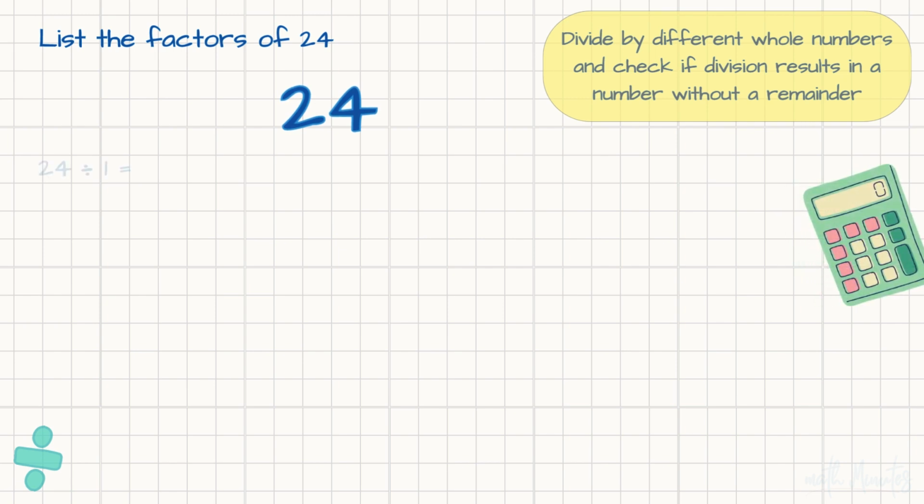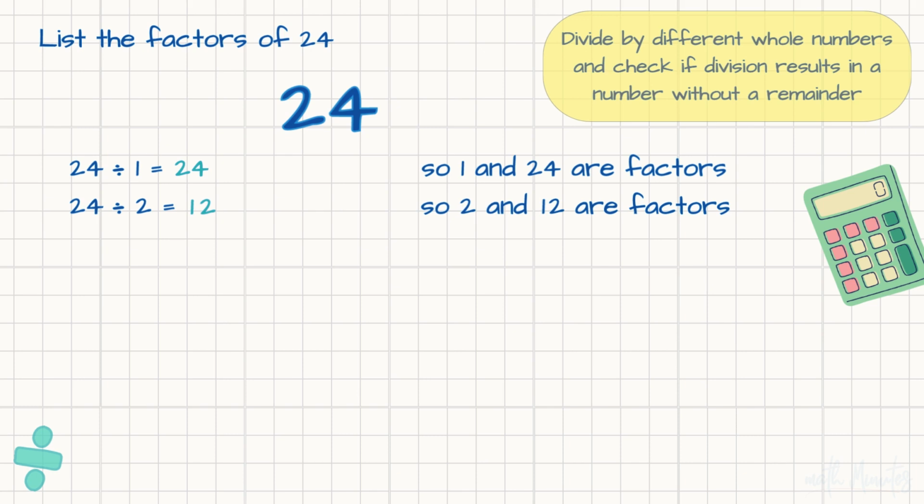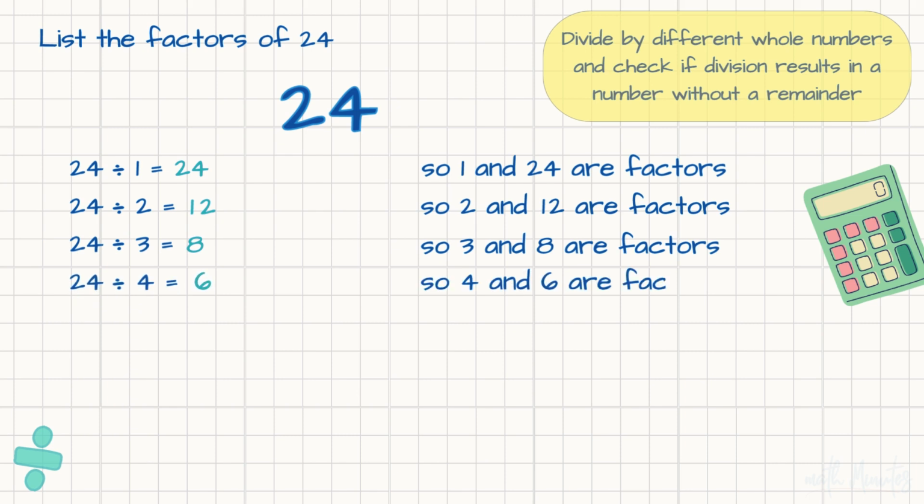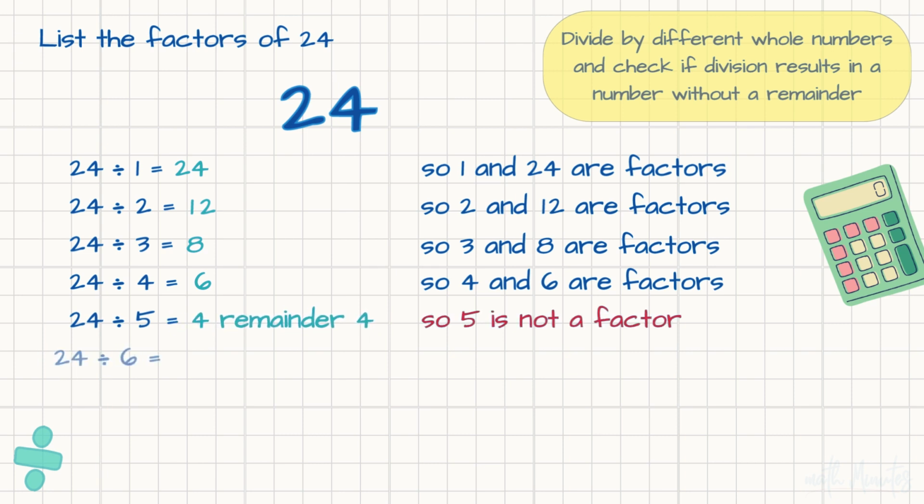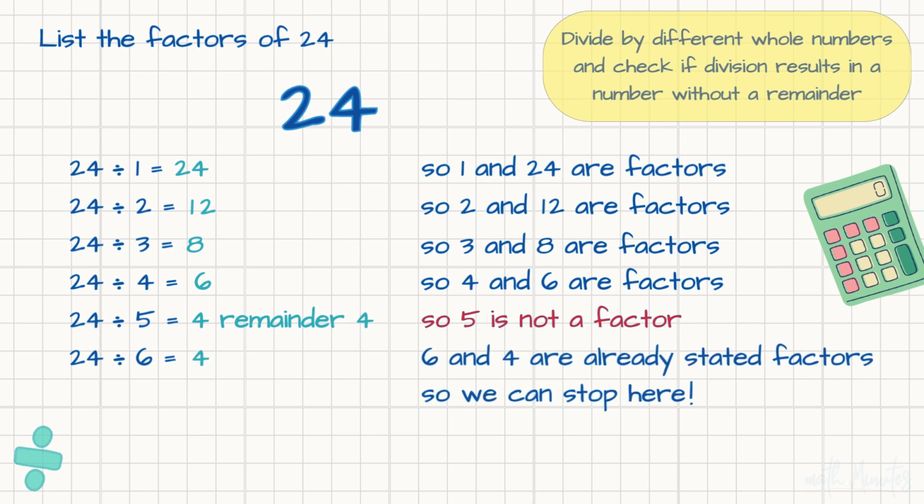We can begin by dividing 24 by 1, which gives us 24. Then we divide 24 by 2, resulting in 12. Continuing this process, we divide 24 by 3, which gives us 8, and then we divide by 4, which gives us 6. We try to divide 24 by 5, but this does not result in an exact whole number. Finally, we divide 24 by 6, and the result is 4. Therefore, the factors of 24 are 1, 2, 3, 4, 6, 8, 12, and 24.